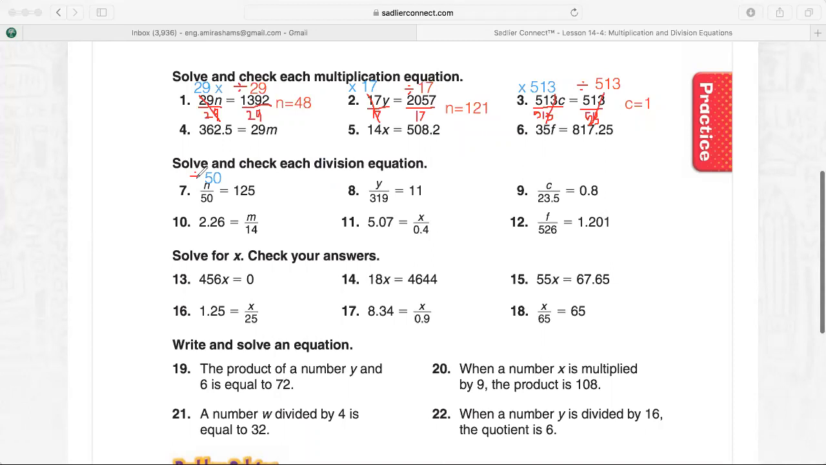Multiply by 50. The inverse here is multiply by 50. Okay, so I'm going to multiply both sides by 50. I'm going to multiply by 50 here, and I'm going to multiply by 50 on the other side here.